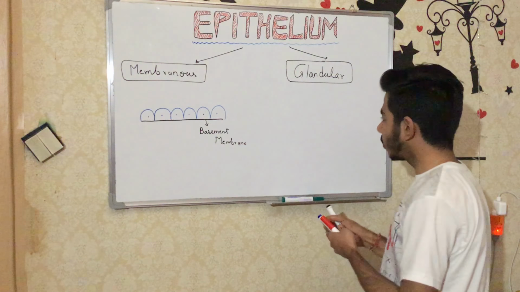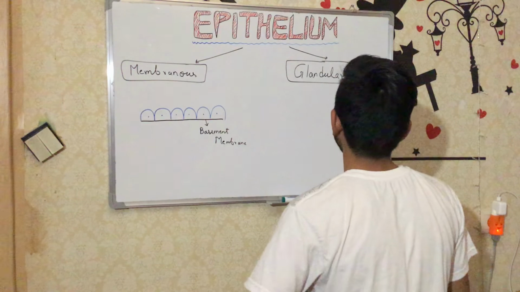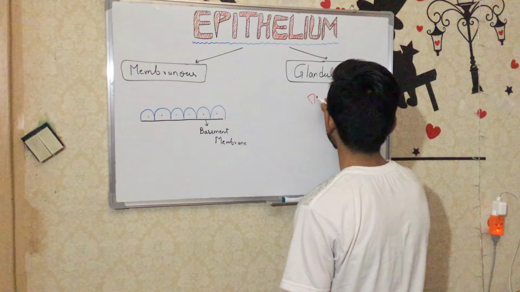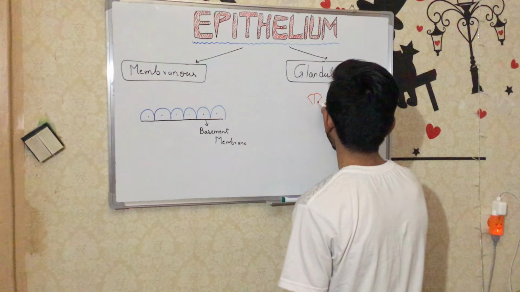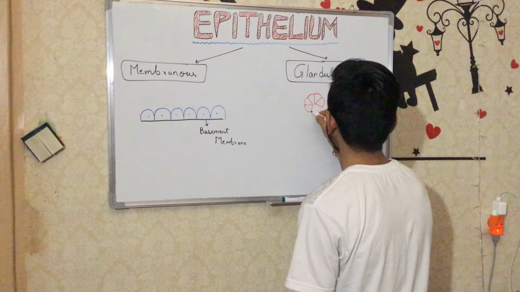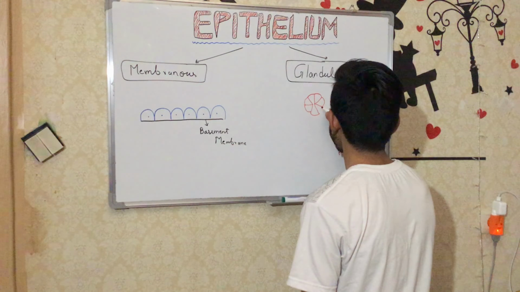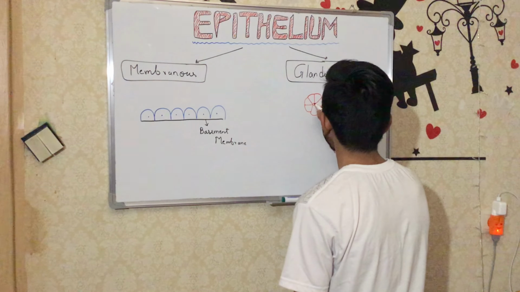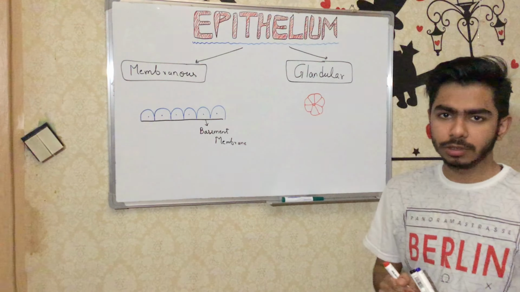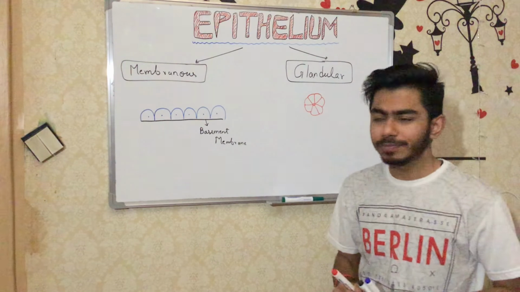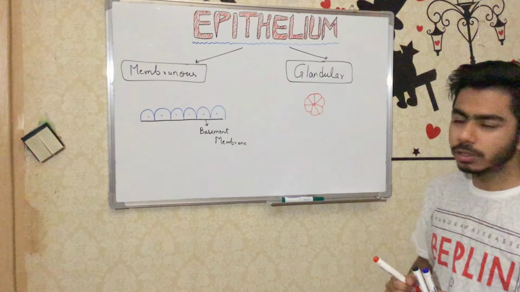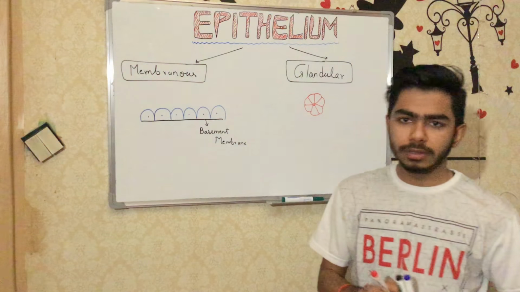And if we talk about the glandular, if the epithelium is present like this, if they are present like this, forming these kinds of structures, the glandular ones, normally present in many of the glands. So this form of epithelium we say is glandular, and this form of epithelium is the membranous.